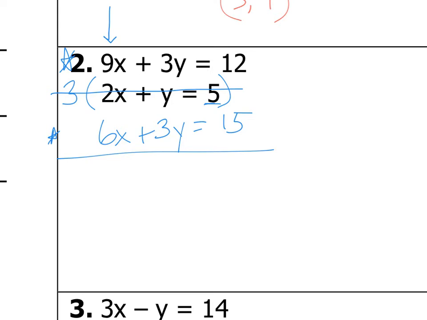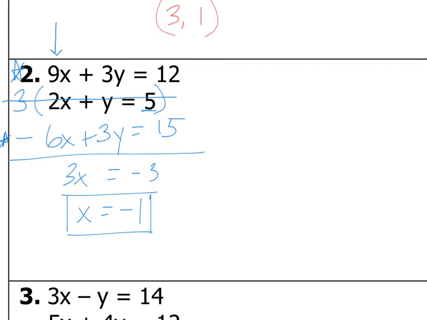3y and 3y, same coefficient, subtract. 9x minus 6x, just 3x. My y's cancel out, 12 minus 15, negative 3. Okay, easy to solve this one. Negative 1, all right, is my x value.